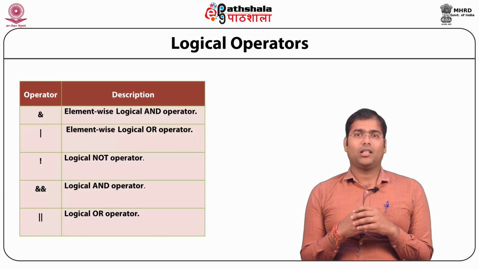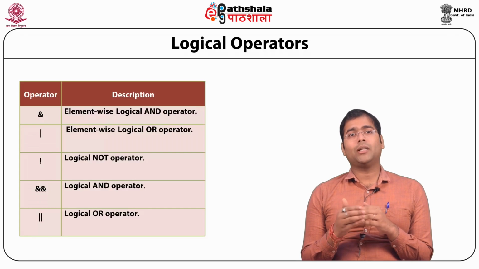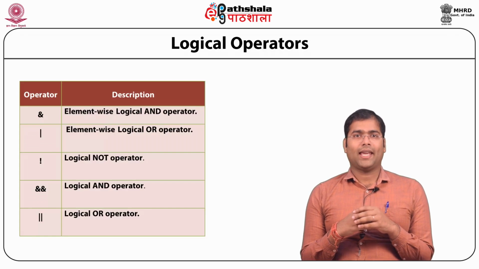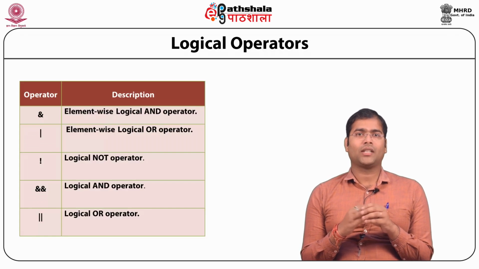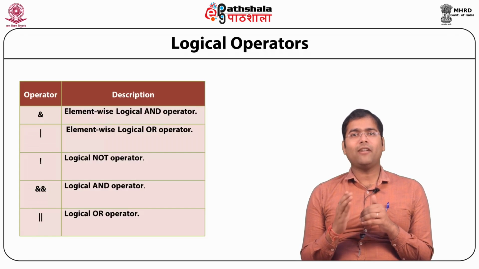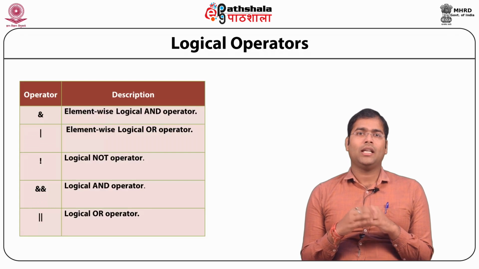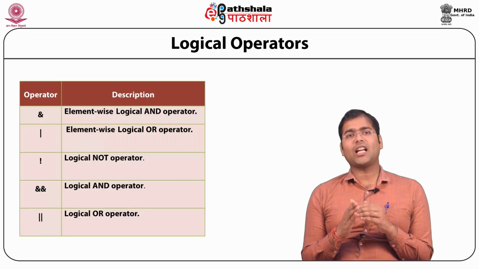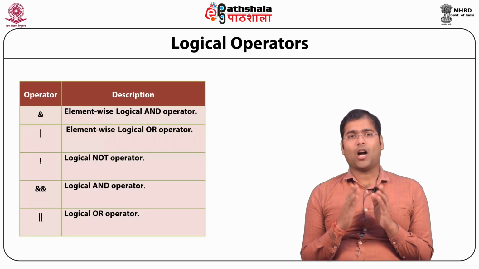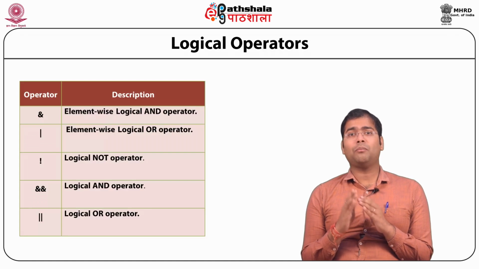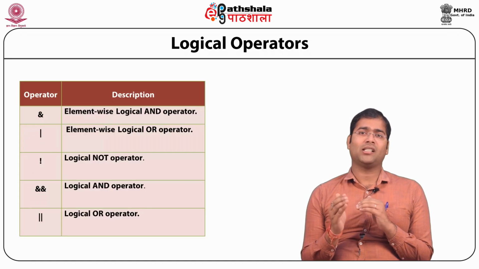Logical operators are a crucial component of any programming language. Here we discuss some of the major logical operators of R language. The AND operator is also called the element-wise logical AND operator. It combines each element of the first vector with the corresponding element of the second vector and gives an output true if both the elements are true.